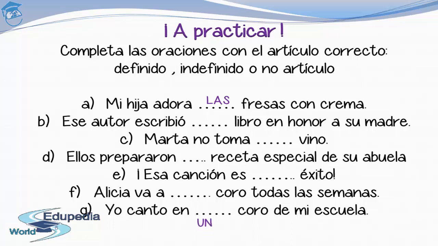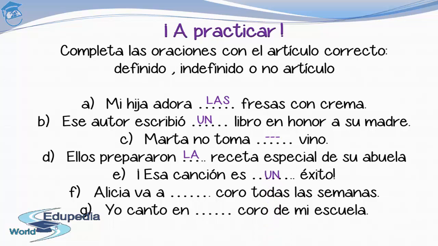That author wrote a book to honor his mother. Escribió un libro en honor a su madre. He could have written a letter, but he wrote a book. Un libro is general. For letter C, you don't need an article because it's an uncountable noun, vino, wine. For the next one, you have la. They prepared the special recipe.